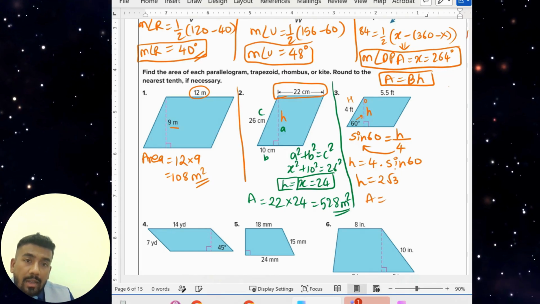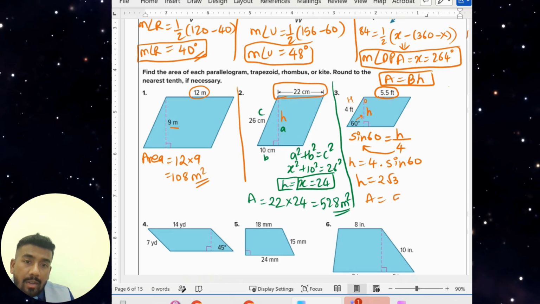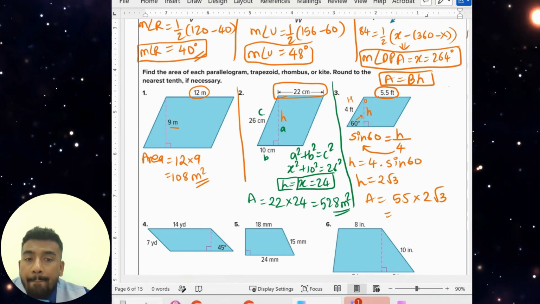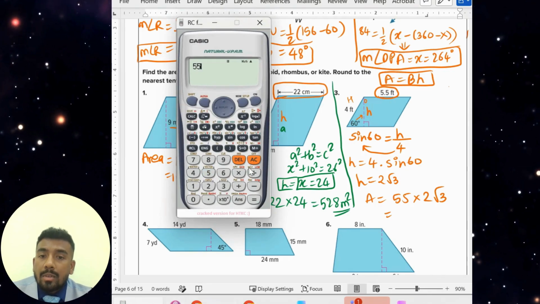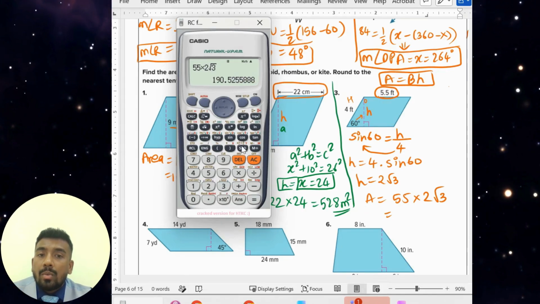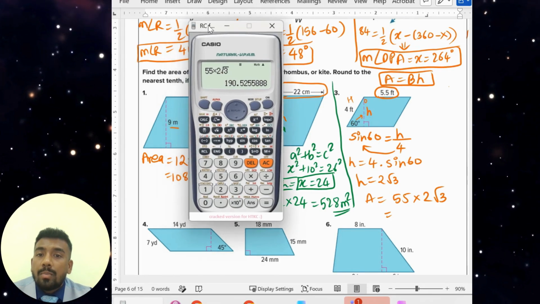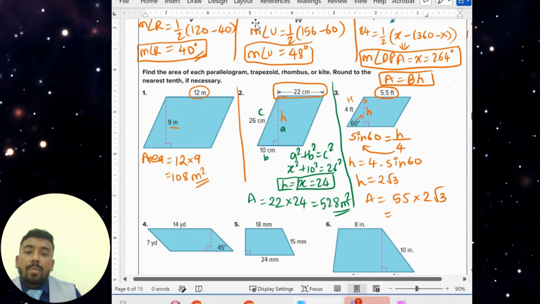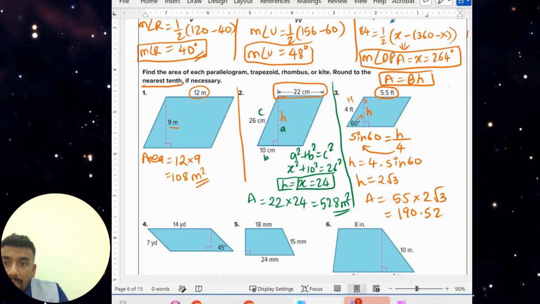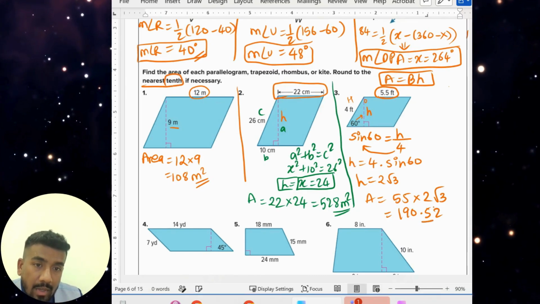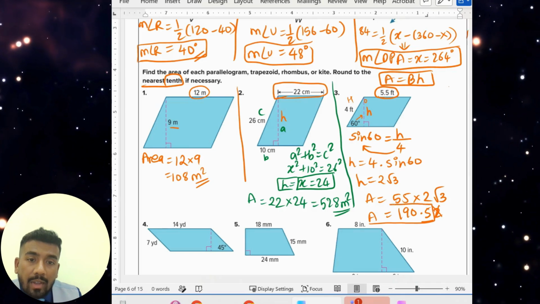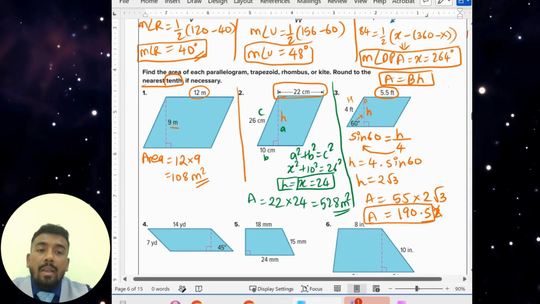So what will be your area? Base, that is 5.5 times the height, that is 2 root 3. So 55 times 2 root 3. What is your answer? Round, 190.52. But what they want is to round to the nearest tenth. Tenth means what? After the point, only one number. So we don't care about this. So that's the answer. Area is 190.5. Understood? Easy peasy. Okay, so that's how you do it.